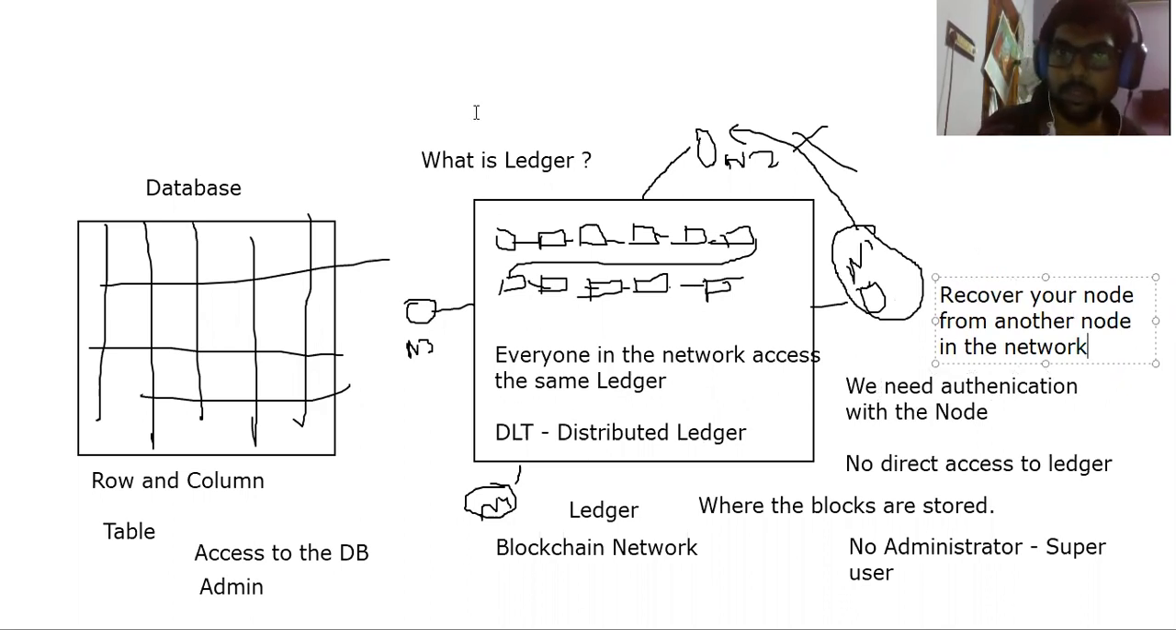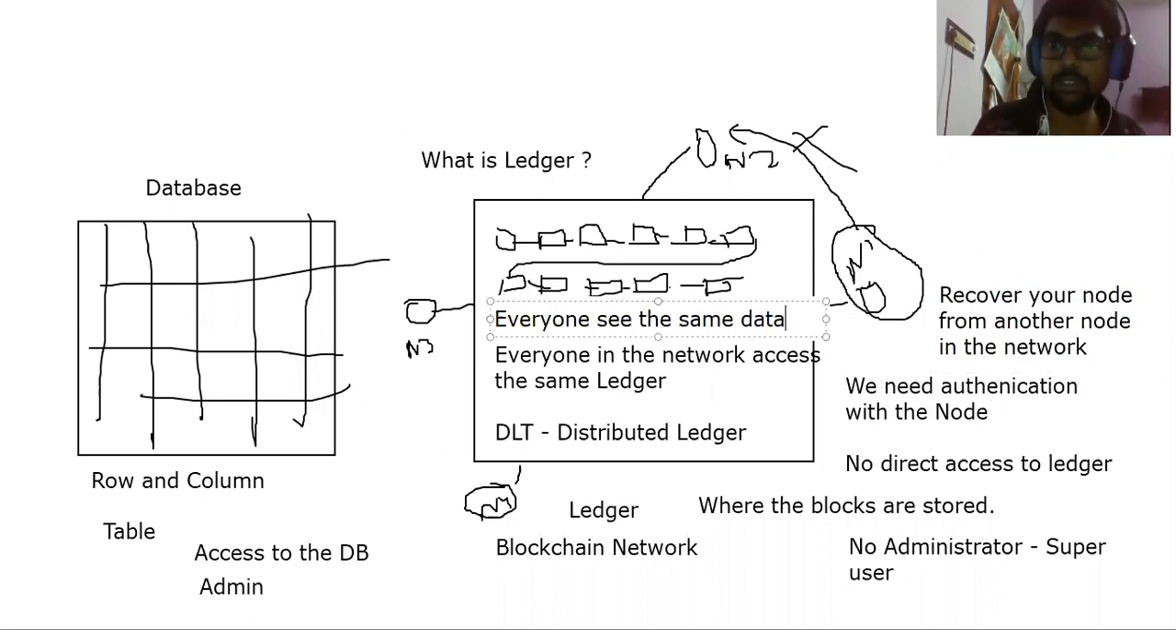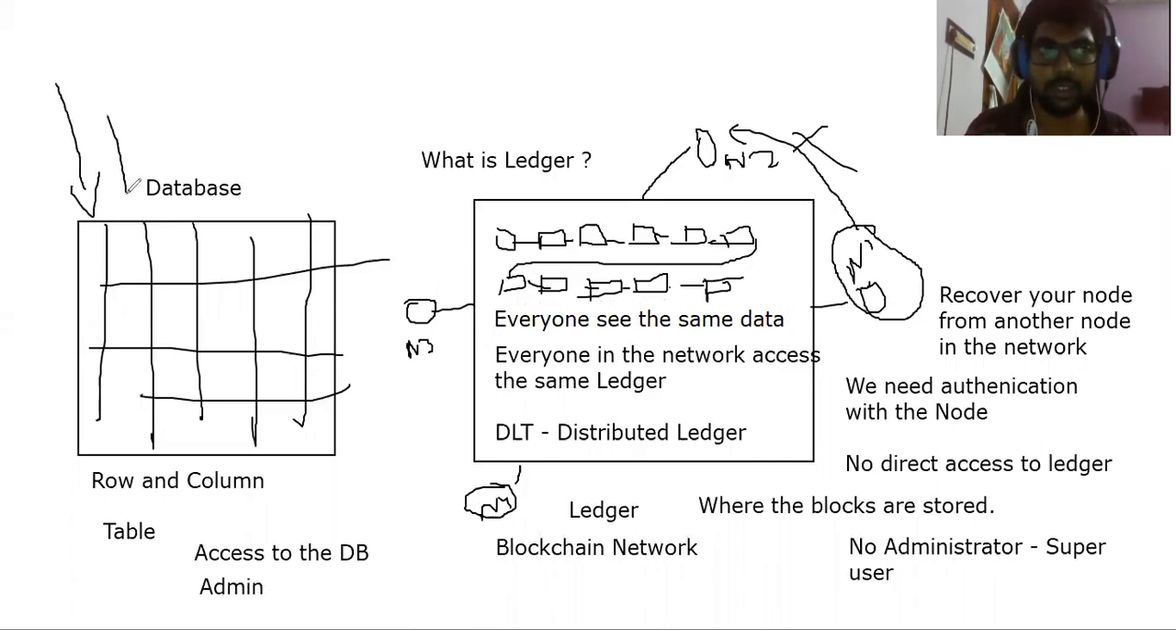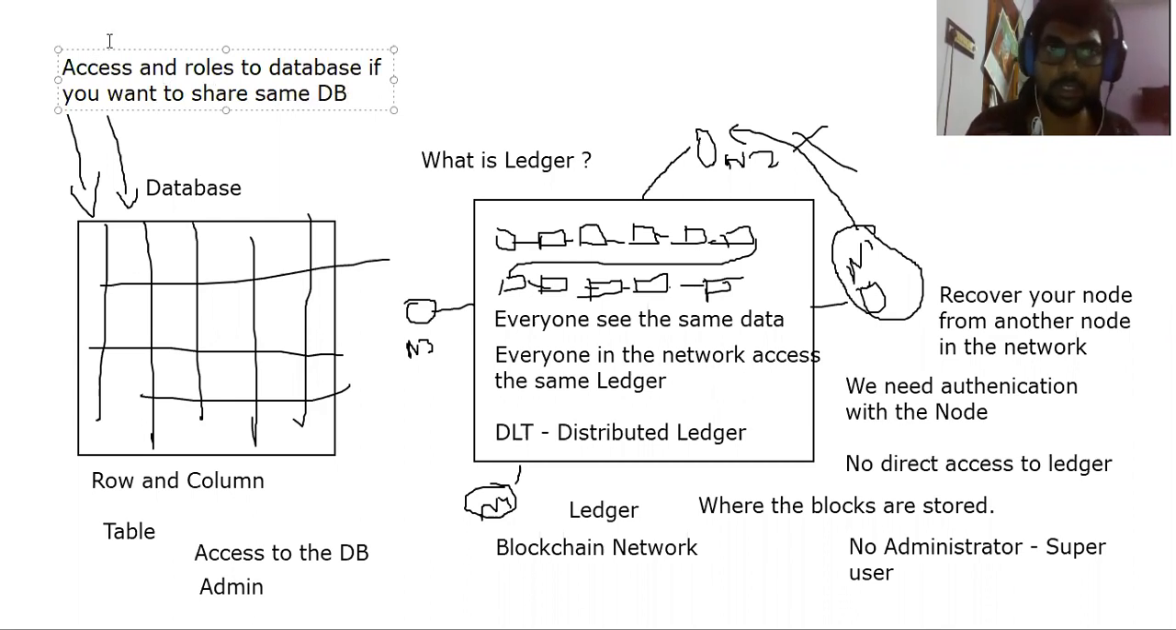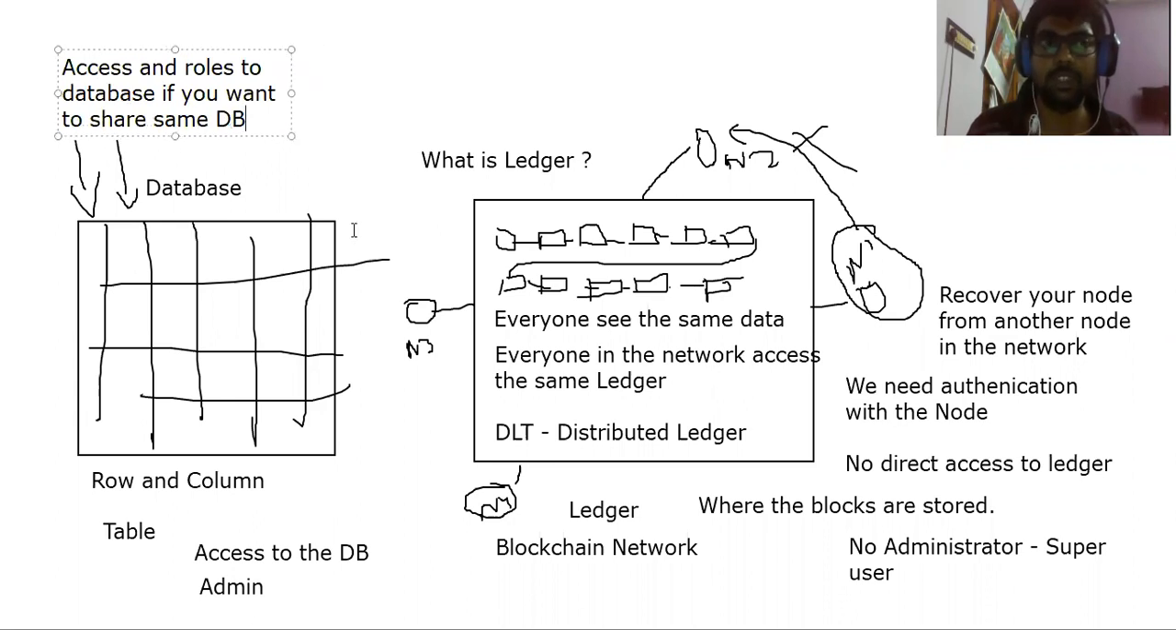Everyone sees the same data. That is where the trust comes from. Everyone sees the same data because it's the same ledger. But in a database, whoever is accessing it needs access and roles. If you want to have the same DB, then you need to provide them access.